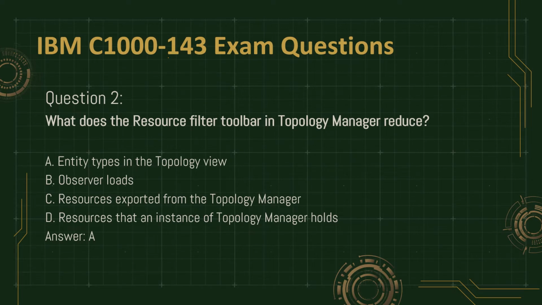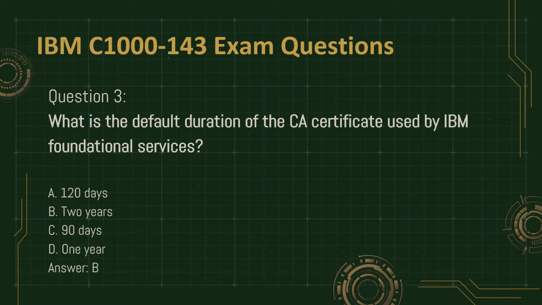Question 2. What does the resource filter toolbar in Topology Manager reduce? A. Entity types in the topology view. B. Observer loads. C. Resources exported from the Topology Manager. D. Resources that an instance of Topology Manager holds. Answer: A.